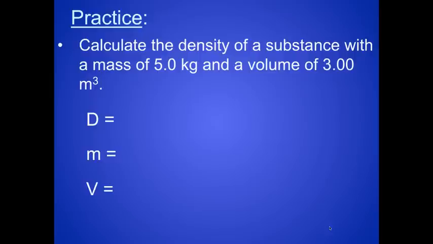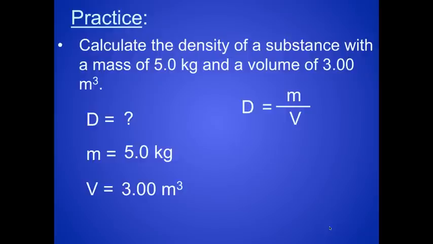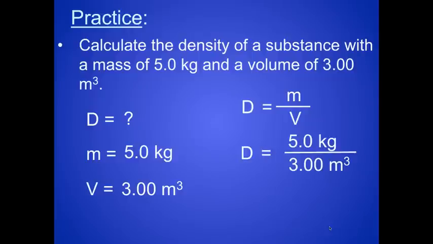Okay, so let's go through this. Density is unknown once again. The mass is given, 5.0 kilograms. Volume is given, 3.00 meters cubed. That's our holding tank. Setting up the formula, density equals mass divided by volume. Plug in what you know, and then we get to our answer.